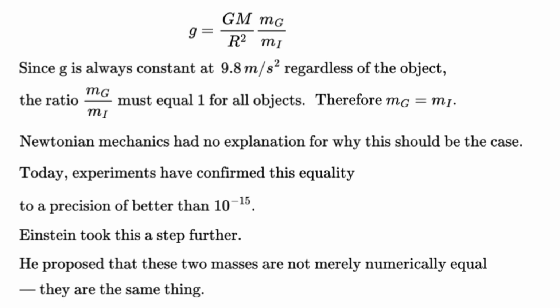Since g is always constant at 9.8 meters per second squared, regardless of the object, the ratio m_g over m_i must equal 1 for all objects. Therefore, m_g equals m_i. Newtonian mechanics had no explanation for why this should be the case. Today, experiments have confirmed this equality to a precision of better than 10^-15. Einstein took this a step further. He proposed that these two masses are not merely numerically equal, they are the same thing.